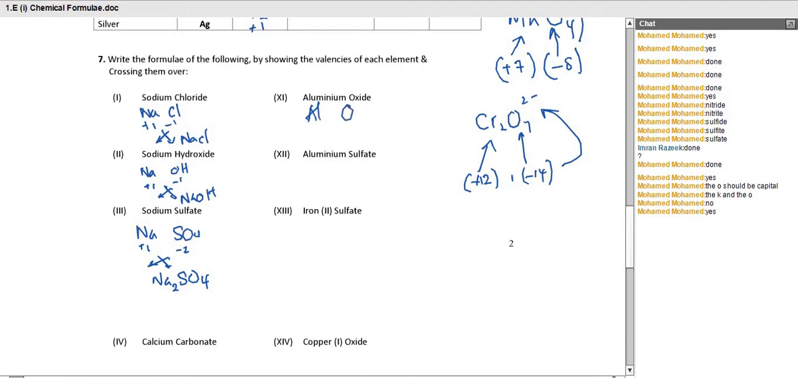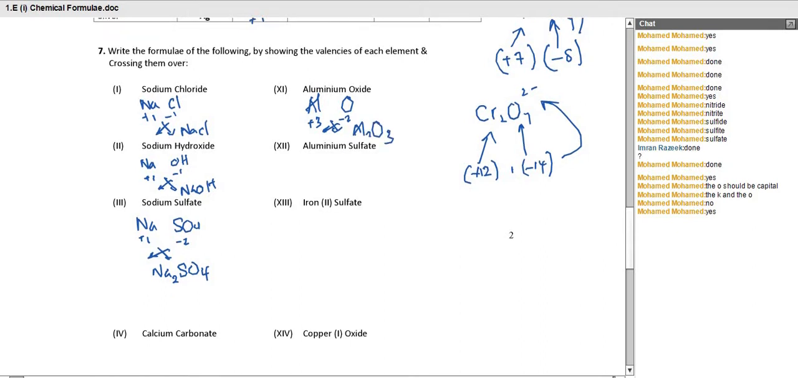Aluminium oxide: plus 3, minus 2. You cross the valences, Al2O3. You can start writing the formula of page 2 and 3 now.